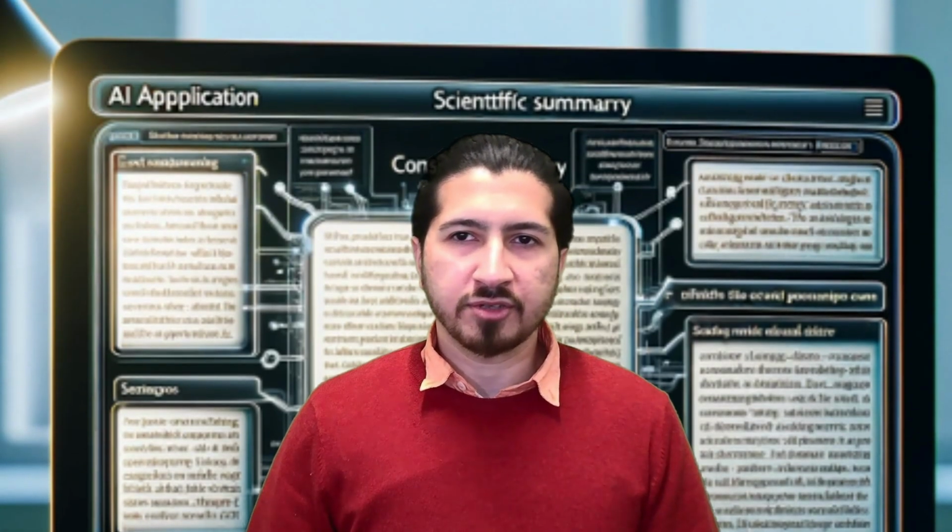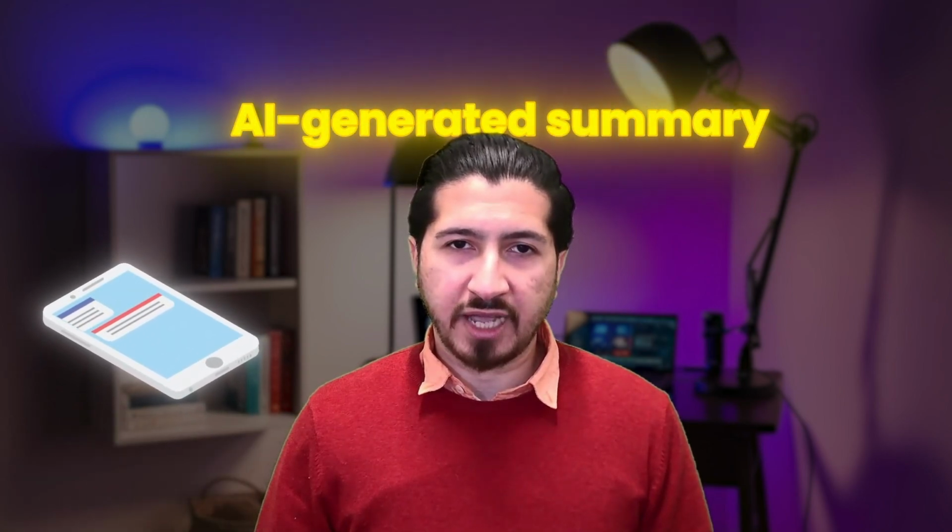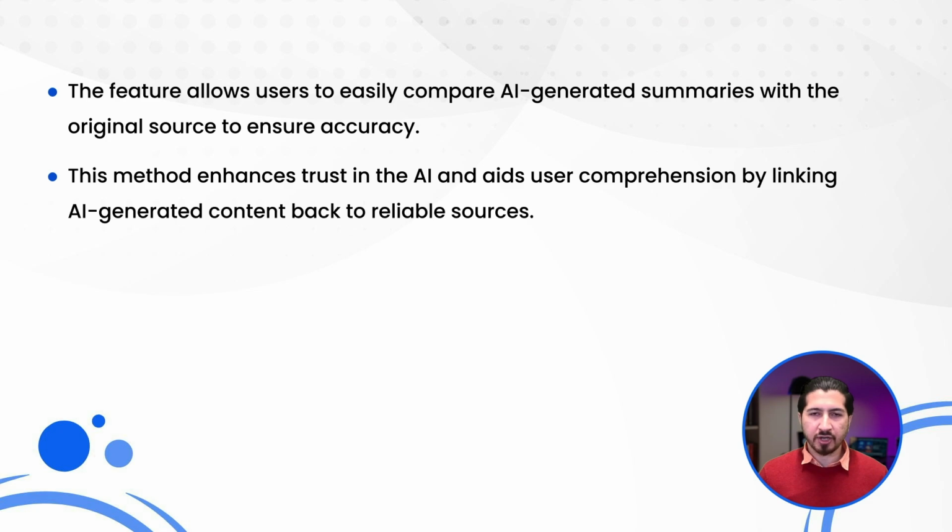Let's say an AI model is made to summarize scientific articles. To use the IVO test, users can interact with the AI-generated summary in a special app. If they want to check a specific part of the summary, they can click on it. The app then shows them the matching section in the original article. This feature makes it easy for users to compare the summary with the source, making sure the AI's output accurately reflects the original content. This method builds trust in the AI and helps users understand better by connecting the AI-generated content back to its reliable sources.